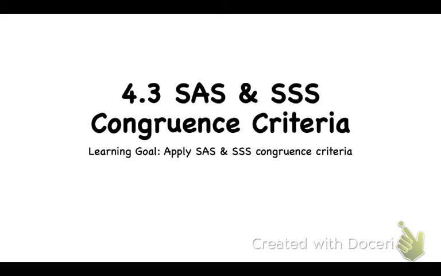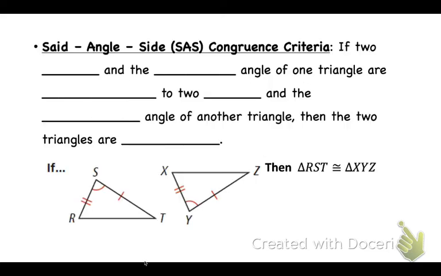And I think you can see a typo on your sheet, the first thing. It should be side, angle, side. So we need to fix that to side, angle, side. It happens, right? Okay, so side, angle, side, and that is what the SAS stands for.